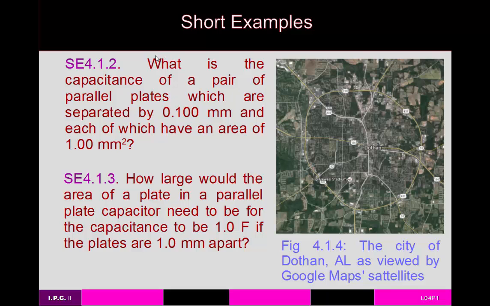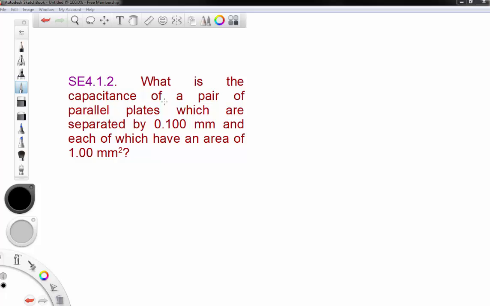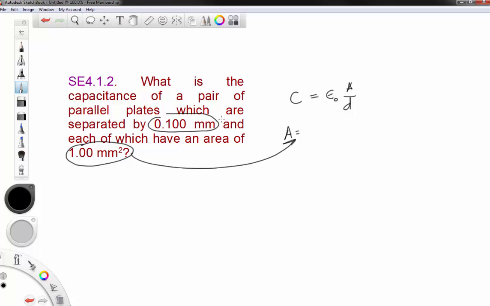Okay, next couple examples. First one is, what is the capacitance of a pair of parallel plates which are separated by 0.1 millimeter and each of which has an area of 1.00 millimeters squared? Alright, so now we can use C is equal to epsilon naught A over D, where A is going to be this area that we were given here, and D is going to be this separation distance right here. So the area is 1.00 millimeters squared.